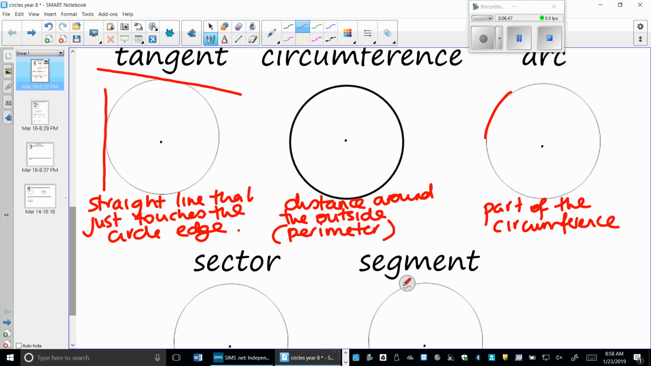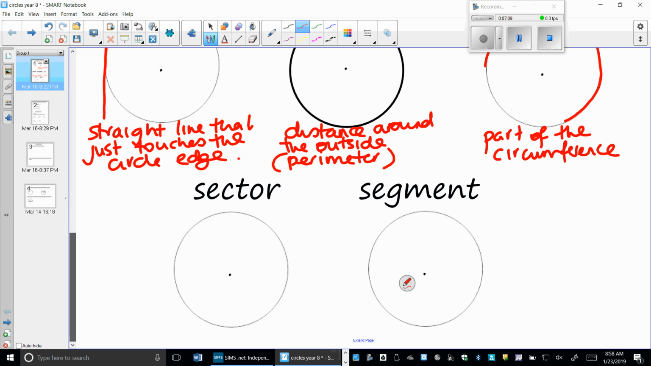So an arc is part of the circumference. Now, I've just drawn a tiny little bit of an arc. Could be as big as you like. Okay, that could be an arc. So it doesn't have to be a tiny piece of the circumference. It could be as much of it as you wish. Okay, but it's a part of it. Can I highlight with my pencil? You can do it, like that, in your notes, sweetheart, remember?